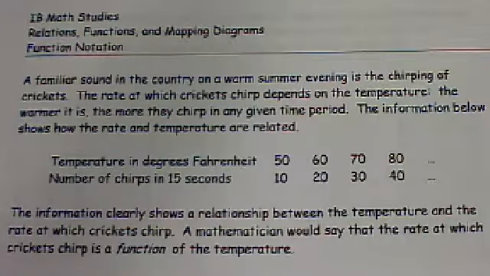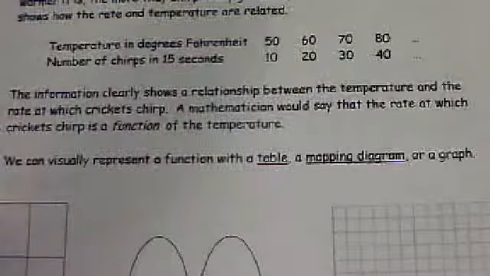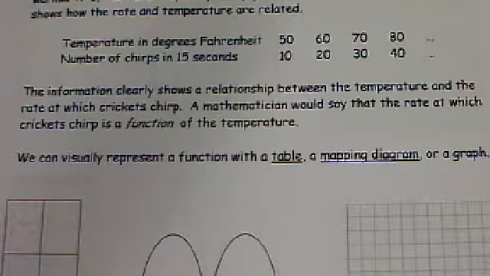So we have a table of temperatures in Fahrenheit and number of chirps in 15 seconds. And we can actually use this information to talk about a function. When something depends on another thing, we end up with this function. And we'll get into more detail of what it means to be a function. But there's different ways to relate this relationship. One's a table, one's a mapping diagram, and one's a graph.